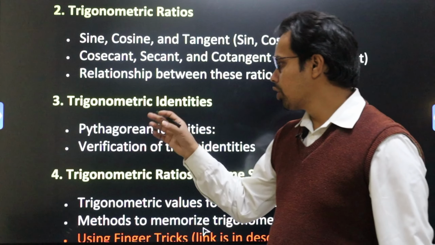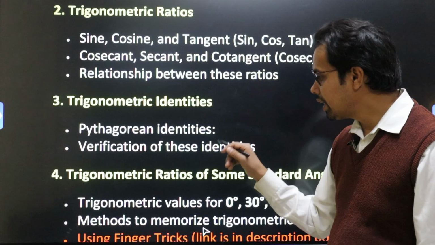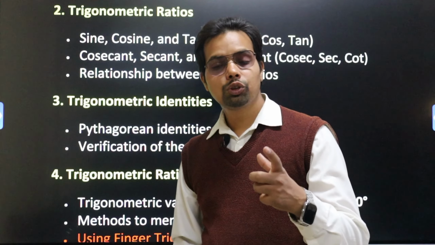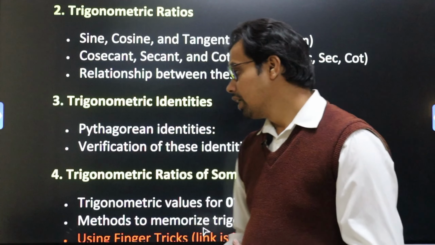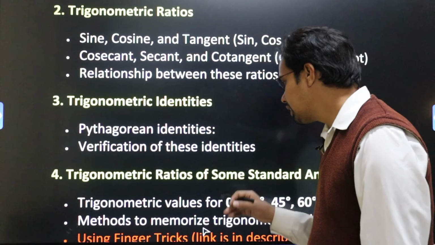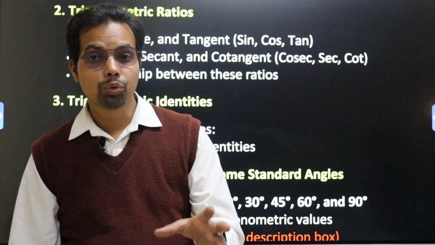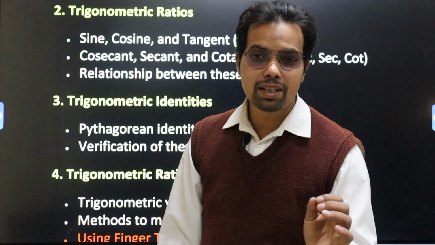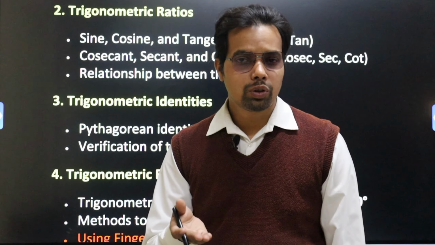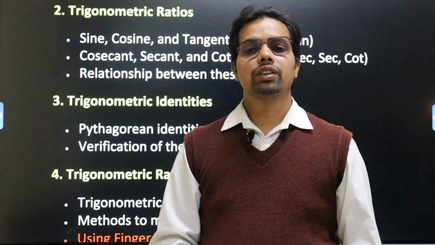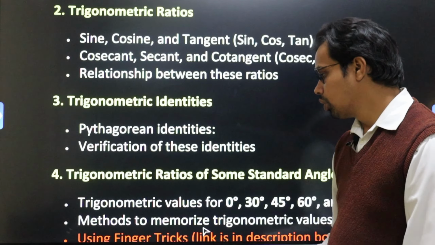The third point is trigonometrical identities. First of all, we will understand Pythagorean identities, and I will tell you what Pythagorean triplets are possible in a right angle triangle. The second point is verification of these identities. How could you prove the Pythagoras theorem, as well as the trigonometrical identities: sine square theta plus cos square theta equal to 1, 1 plus tan square theta equal to sec square theta, and 1 plus cot square theta equal to cosec square theta. We will understand its proof also.